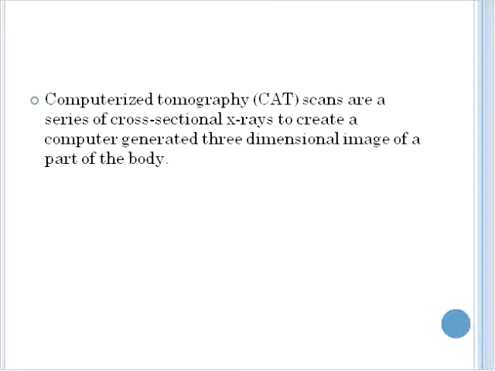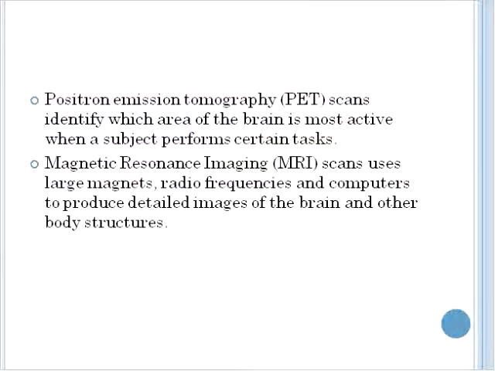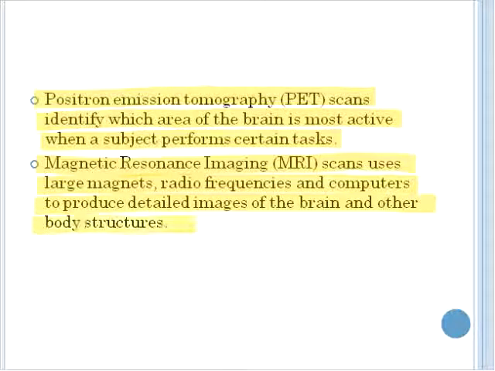CAT scans use a series of X-rays to create a three-dimensional picture of what the brain looks like. More accurately, positron emission tomography scans identify which part of the brain is most active when a subject performs certain tasks, giving an idea of activity. MRI scans are a little more accurate, but they operate similarly to a CAT scan, and they provide much more detailed imagery of the brain and other soft tissues of the body.